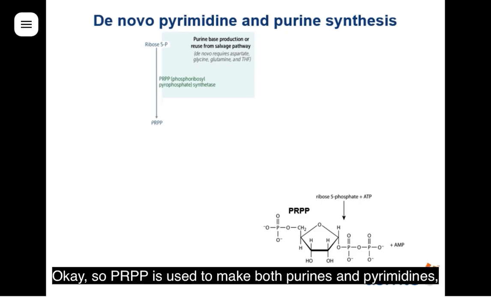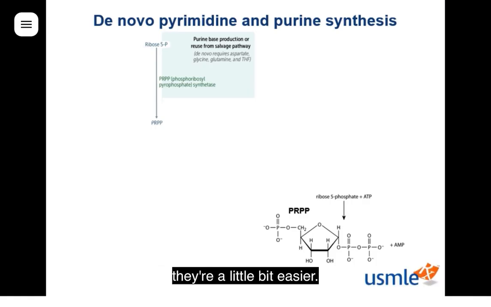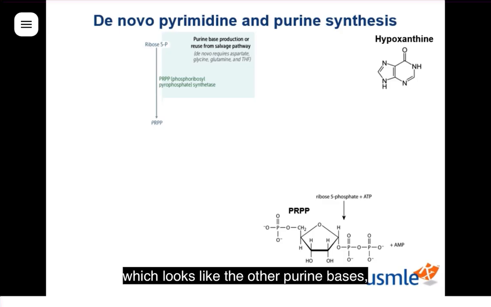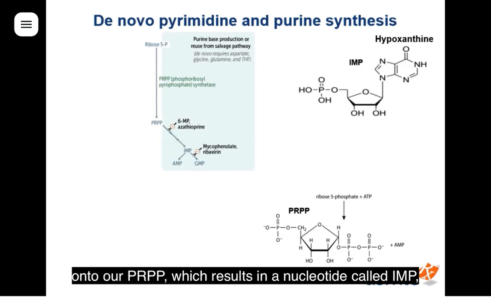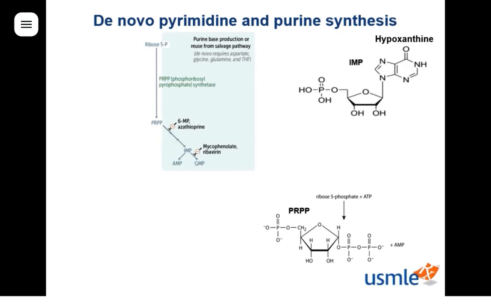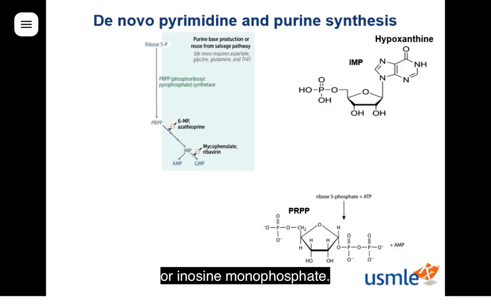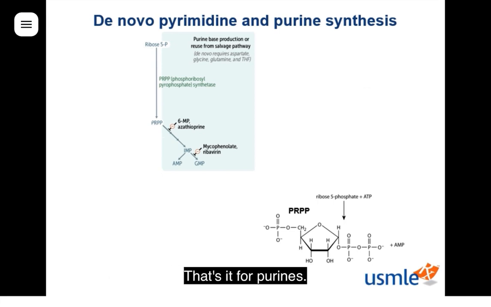Okay, so PRPP is used to make both purines and pyrimidines, but let's start with purines because they're a little bit easier. For purine synthesis, we're going to add a precursor base called hypoxanthine, which looks like the other purine bases, onto our PRPP, which results in a nucleotide called IMP, or inosine monophosphate. From here, modification of functional groups on the base, hypoxanthine, will convert IMP to either AMP and GMP. That's it for purines, not too bad, right?